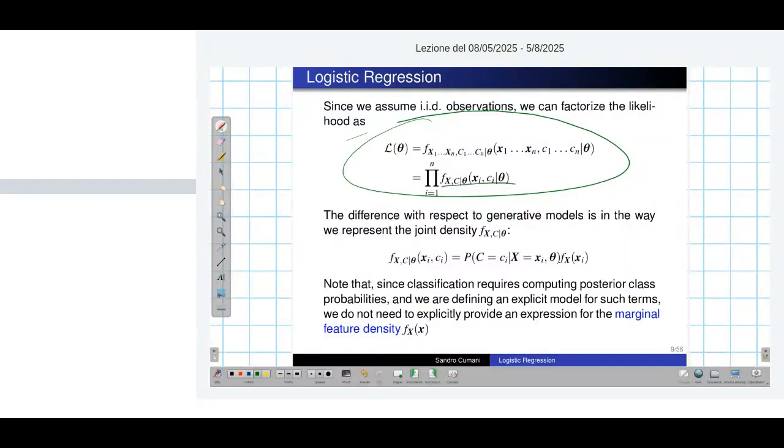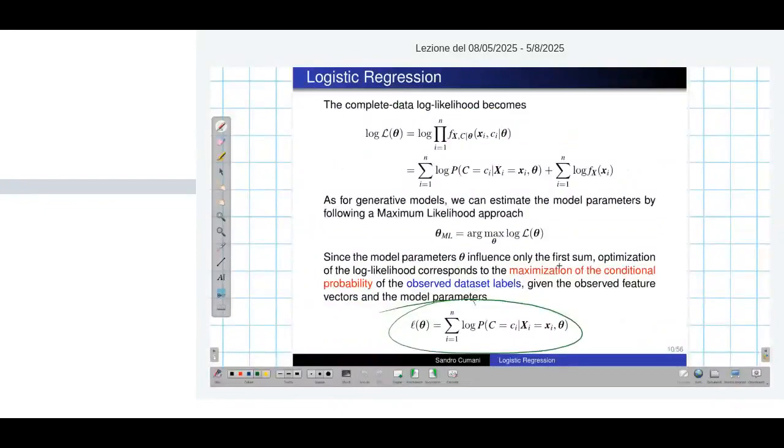We use IID independence to factorize over samples. Then we use our factorization, the opposite of the generative model. So this time we factorize the joint feature and class distribution as a class posterior probability times a feature marginal. The feature marginal in this case does not depend on the parameters because the parameters directly describe the class posterior probability, which is the only object that we care for classification.